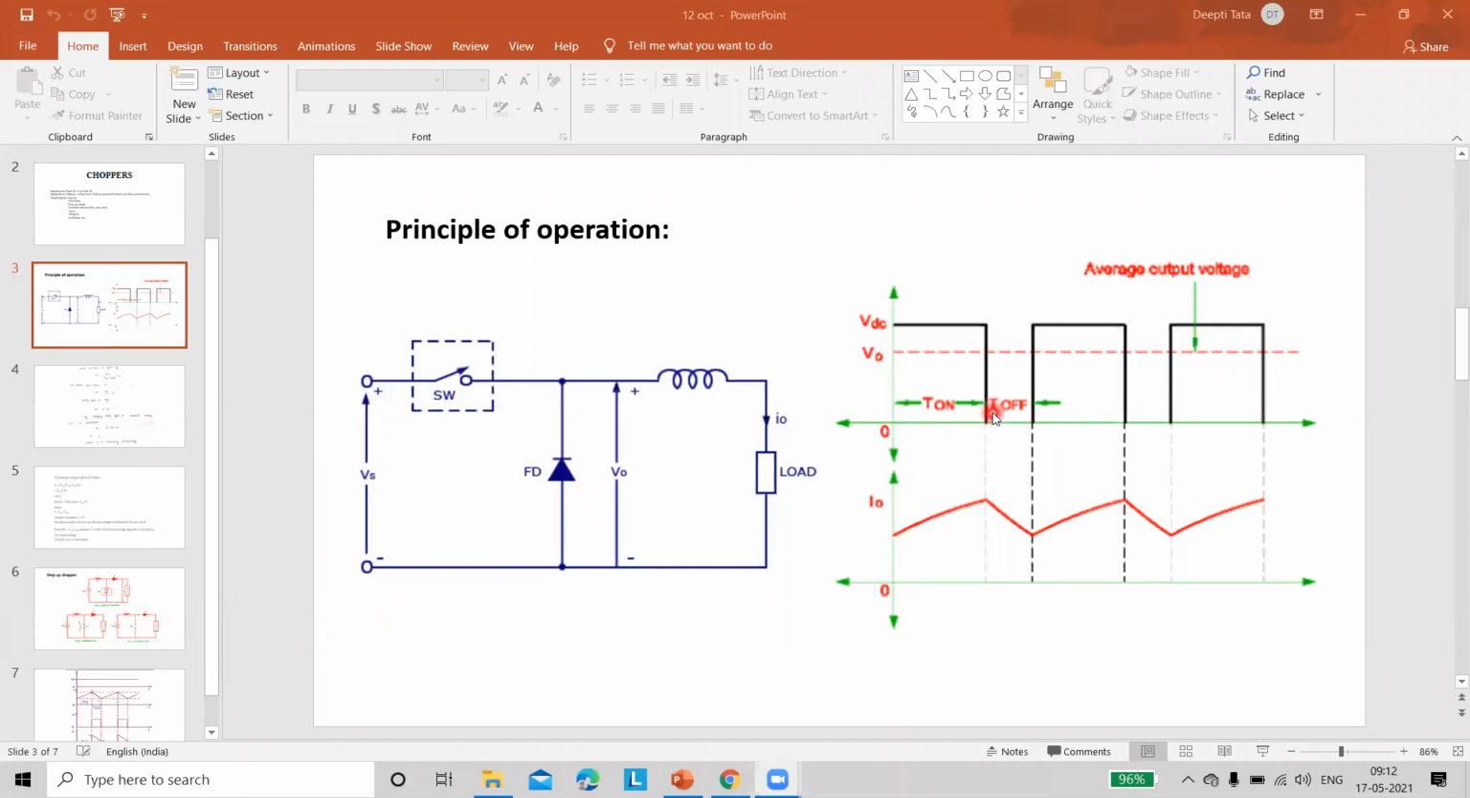And from the basic operation, you know that during the turn on time, you are going to get some output voltage, and it is also DC. And during the turn off time, there is no possibility of getting any output voltage. So there is no pulse here. Observe this. That means only during the turn on time periods, you get some output voltage.